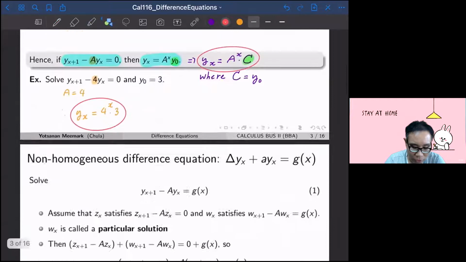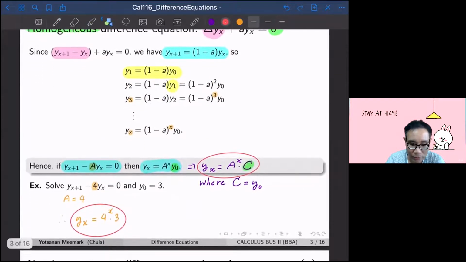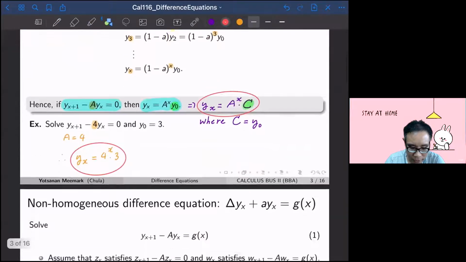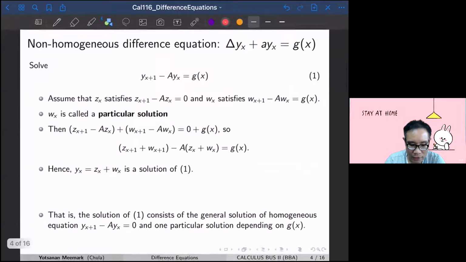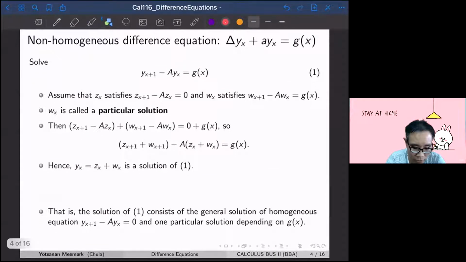So this one is called homogeneous, where you have one side equal to 0. The second one is called non-homogeneous. When you have non-homogeneous, it turns out that you have g(x) on the other side. So it's going to be a non-homogeneous difference equation, in terms of Delta y(x) plus a y(x) equal to g(x), and you would want to solve this.